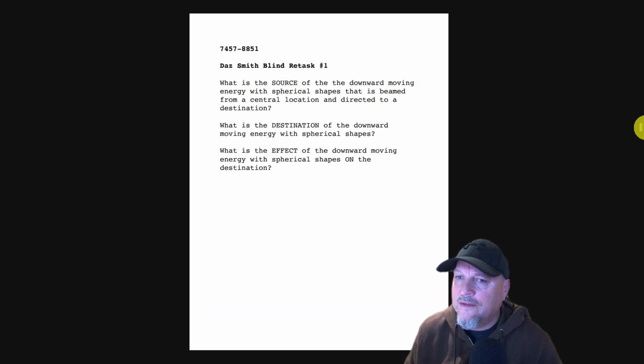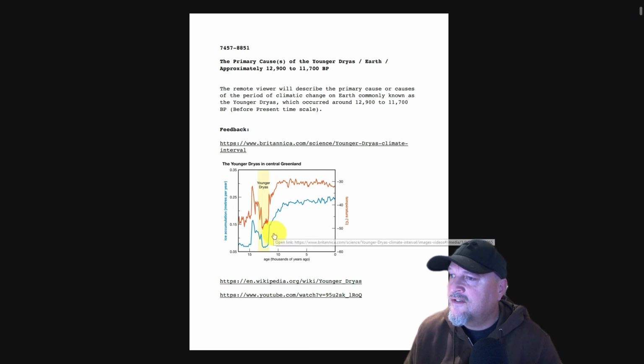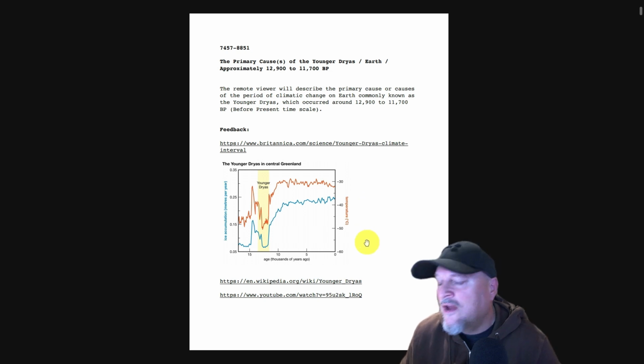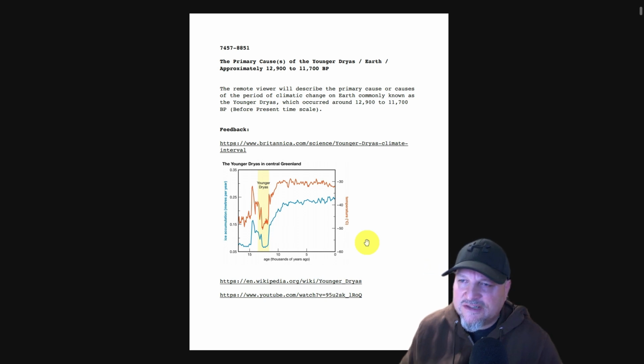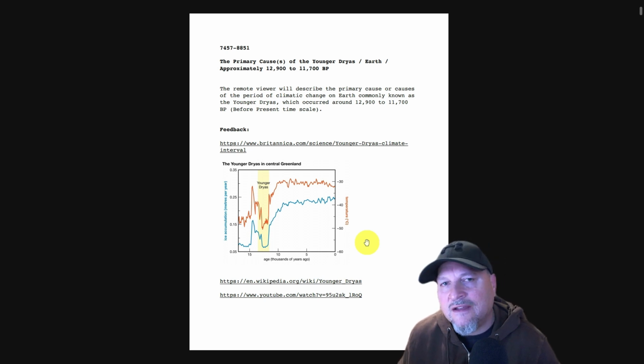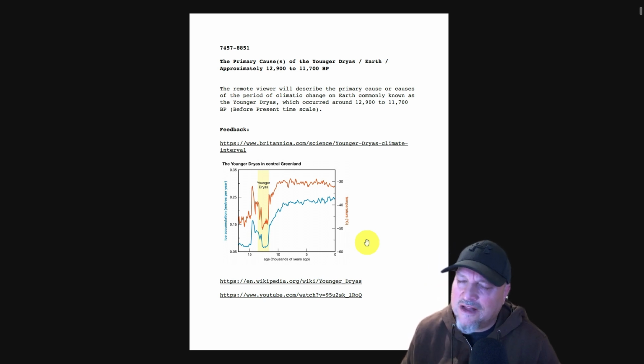What it feels like to me, if I go back to the origin of the target here, which was climatic changes on Earth, known as the Younger Dryas, around about 12,900 years ago. I would say from my data, an interstellar man-made structured object that came from a vast distance away on several legs of travel, one of them being Mars, ended up coming to Earth and either intentionally or accidentally hit the surface, causing catastrophic effects.